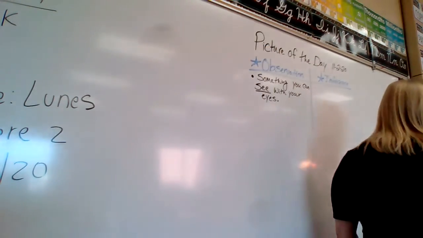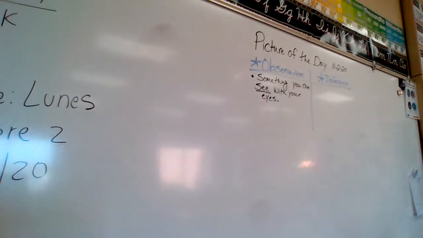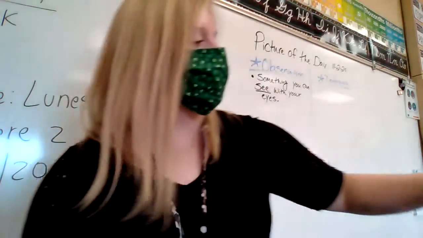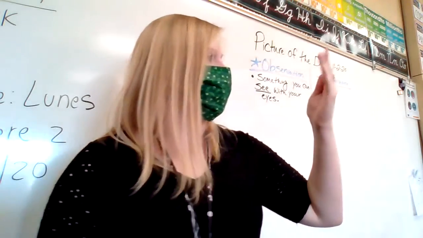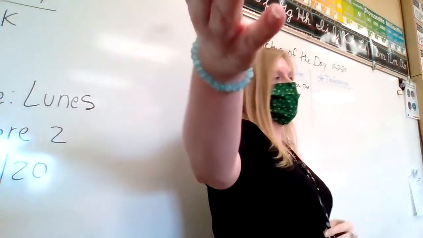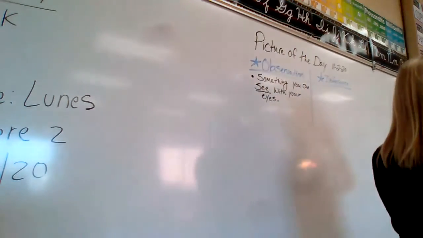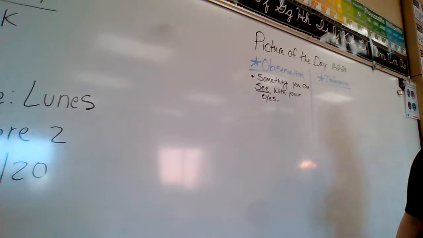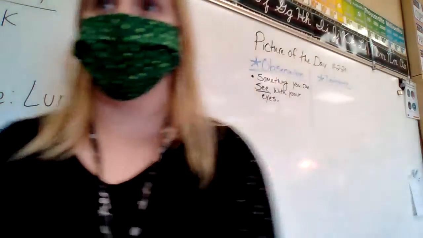So when Drew said it's something you can observe, he meant something you can see with your eyes. Right now, I can observe that Layla is wearing a navy mask. I can observe that Richie is wearing glasses. I can observe that I have a silver ring on my finger. I can observe that Jack is holding a pencil. Those are things I can see with my eyes.